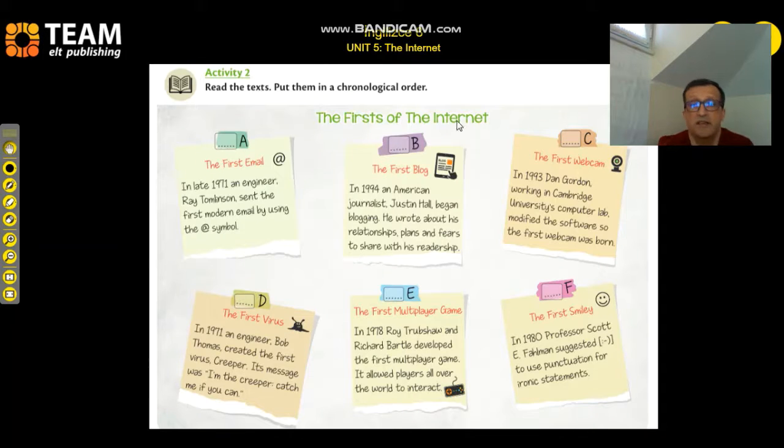Okay, here there is a very important reading part. There are 6 short reading texts, and there are very important words as well. Let's read the text and then try to understand them. Okay, the first one, and at the same time we are going to put them into a chronological order. Okay, but before that, let's do it.